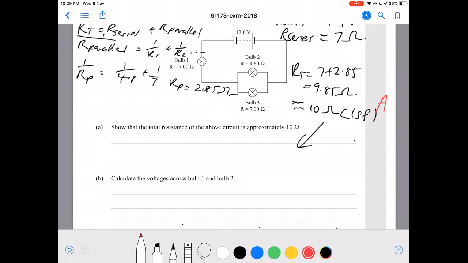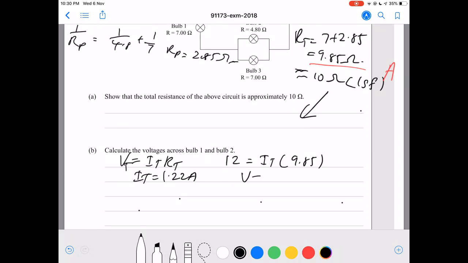So first we want to find our I total. We know that our total resistance is 9.85, and we know that our V total is 12. So we're going to use V total equals I total times R total. So 12 equals I total, which we don't know, times 9.85. By doing this, we should find that our I total equals 1.22 amps.